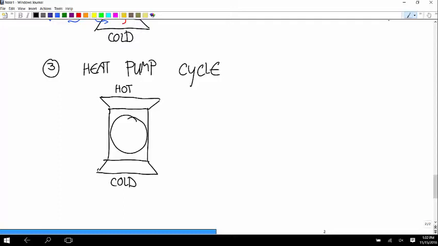This time, the goal with the heat pump, you're trying to take your region that's already a higher temperature, your hot reservoir, and put more heat energy in there to raise the temperature. So there's your Q sub H. Well, where are you going to get that heat energy? What you want to do is take it out of a lower temperature region.